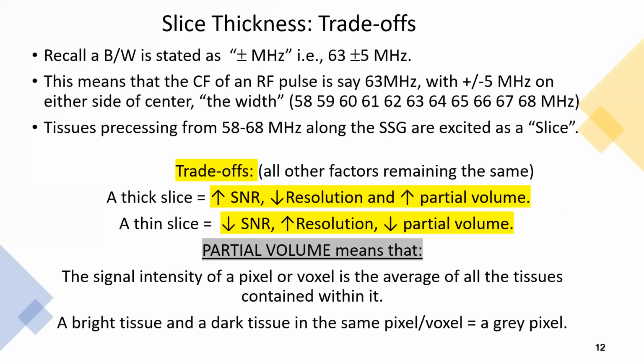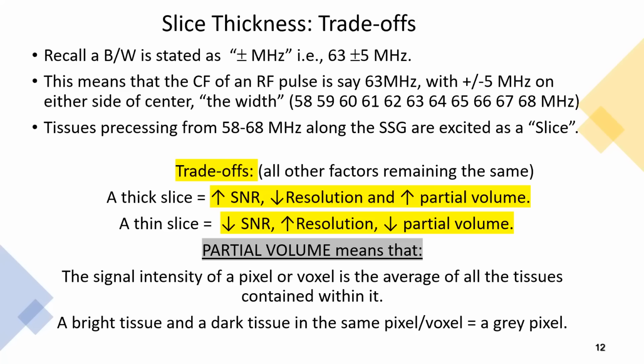So, trade-offs for slice thickness. Bandwidth is stated as plus or minus megahertz. So 63 plus or minus 5 means you're going to put in an RF pulse between 58 and 68. That's your bandwidth. If you change your amplitude, you're going to put that same amount of frequencies in a smaller or larger area. The trade-off with a thicker slice is you're going to increase your signal to noise, there's more protons. You're going to decrease resolution. You're going to increase partial volume.